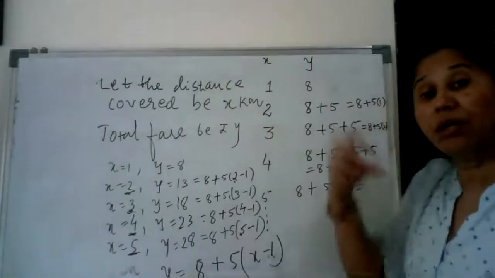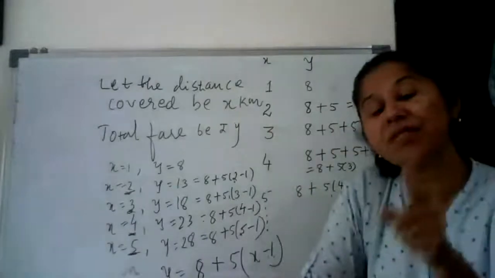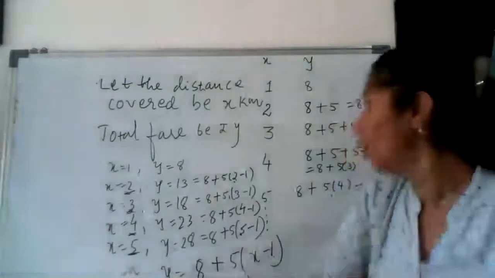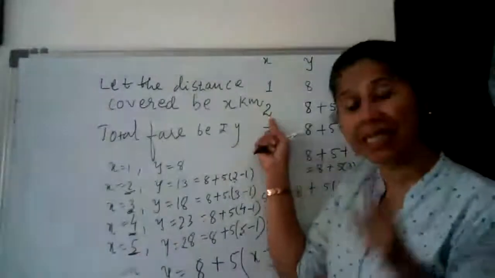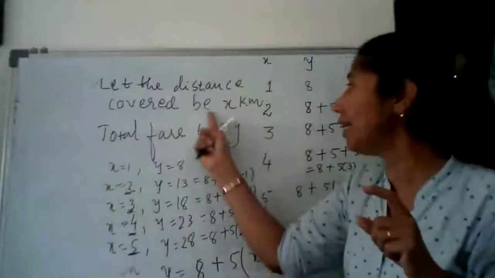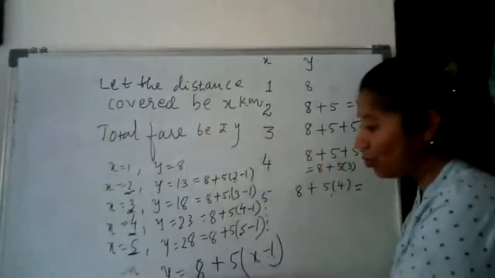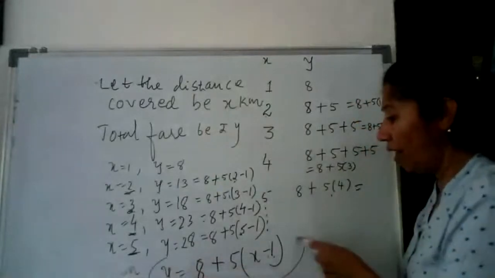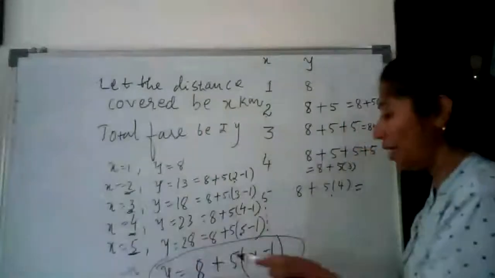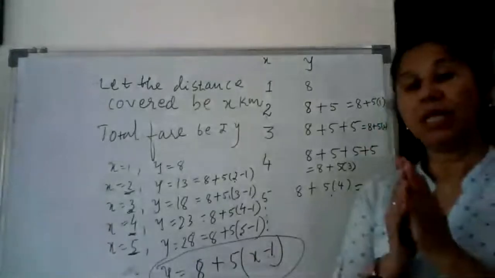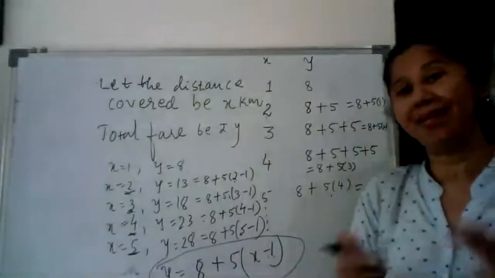13 rupees. 13 को हम split कैसे करेंगे? 8 plus 5 times 1, and I told you 1, उस 1 को हम कैसे ले रहे हैं? तो जितना हमारा distance है, x, तो जो भी हमारा x है उससे एक कम, तो मैं उसको generalize लिख सकती हूँ y is equal to 8 plus 5 times x minus 1.